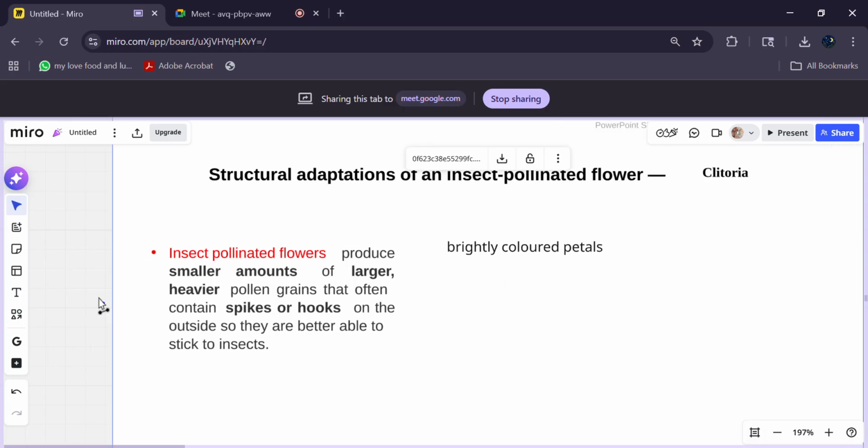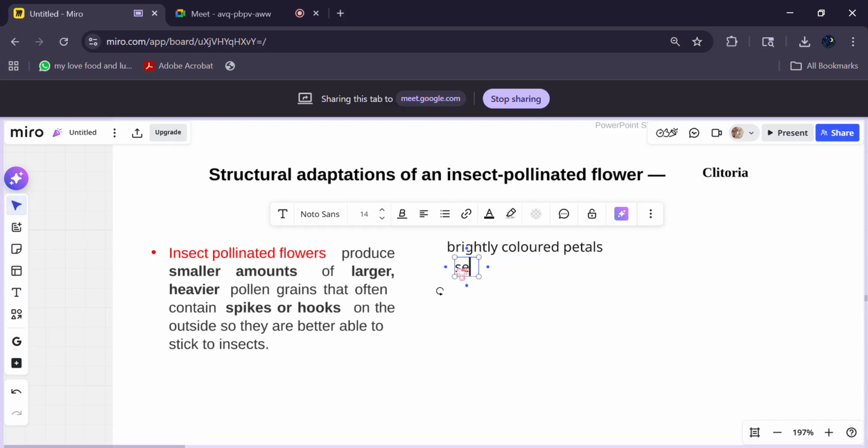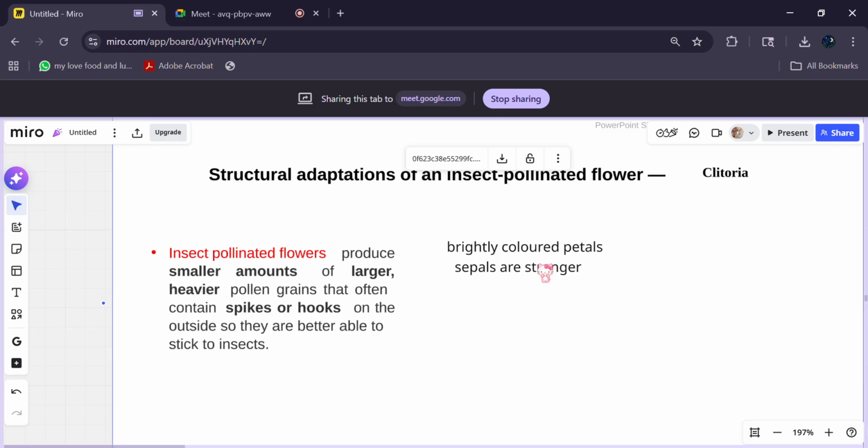Sepals are stronger compared with other types of pollinated flowers. This is because when an insect lands on a petal, the sepals must be strong enough to withstand the insect's weight, or else the structure of the plant can get destroyed.